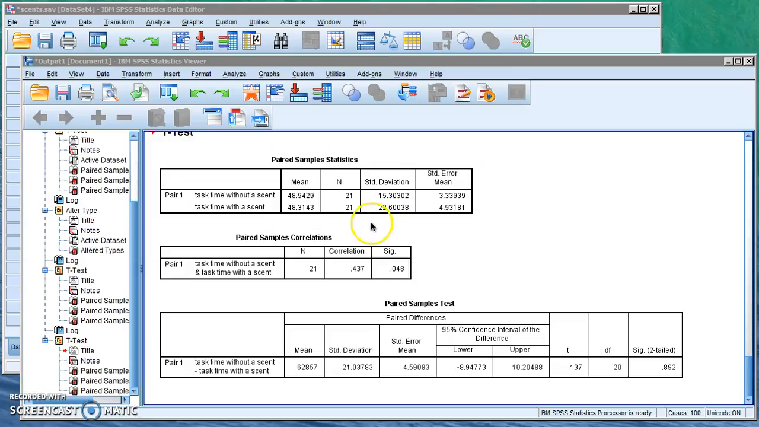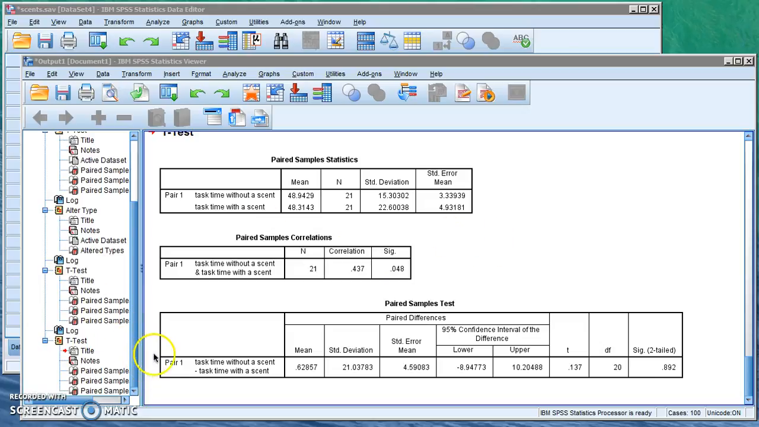And next we can go to the correlation window in our output, and this does not tell us anything about our paired sample test, but it can tell you if you're looking for a correlation. The task time is very similar and it's significant at a 0.05 significance level. But again, this is just correlation. This is not what we're truly looking for.